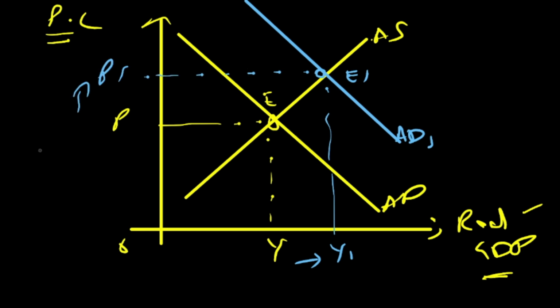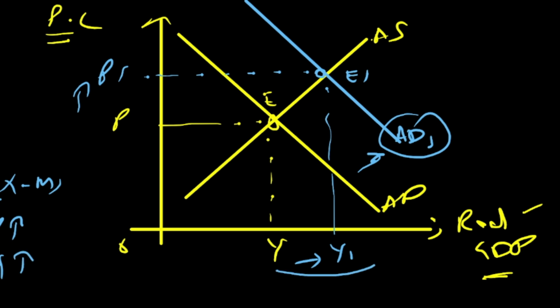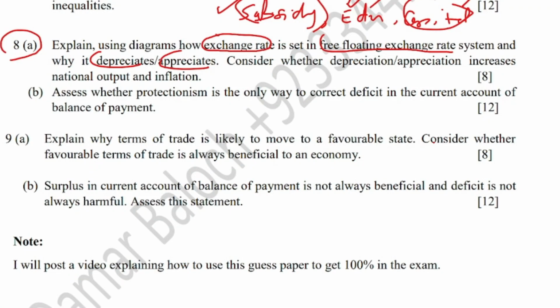So this is why when net exports, like X minus M, increase, aggregate demand increases. When aggregate demand increases, it shifts to the right, it will increase the price level and it will increase the real GDP, that is Y to Y1. So this is why it causes economic growth and a rise in real GDP per capita. Now moving to the next question, part B. Assess whether protectionism is the only way to correct a deficit balance of payment.